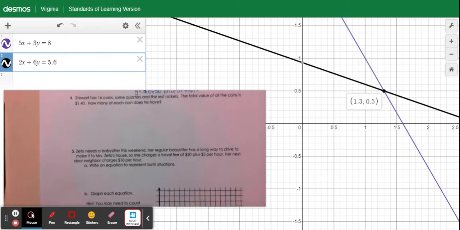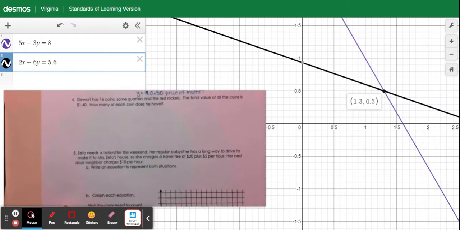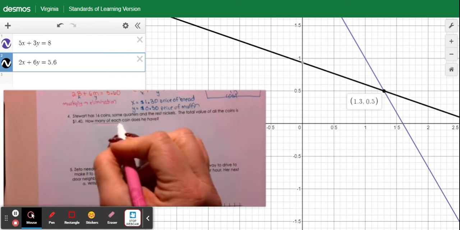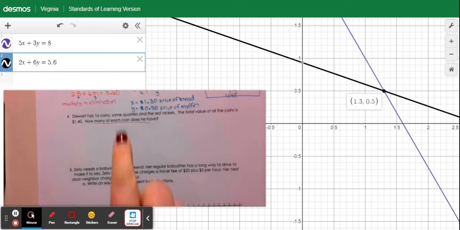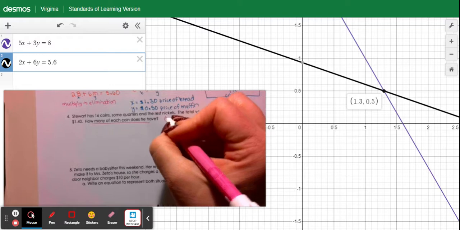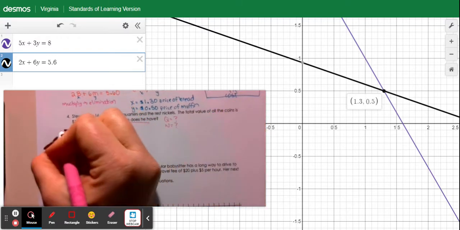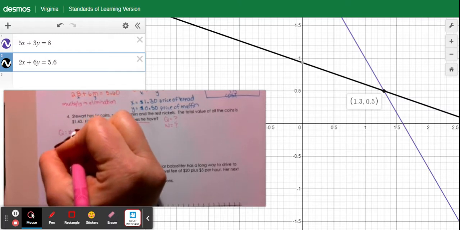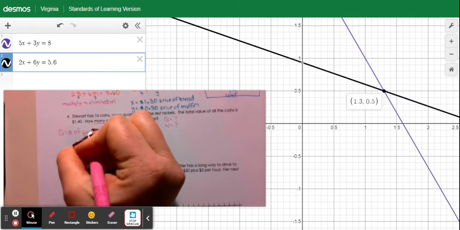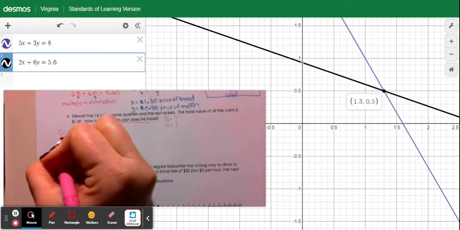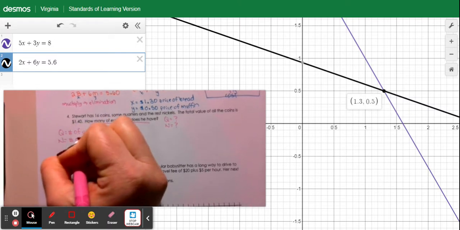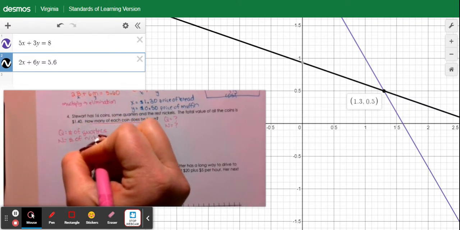Alrighty, let's take a look at number 4. That's another coin problem. If you remember from the first video, we solved a similar one, except in this case, I want to know how many of each coin does he have. Well, he has quarters and nickels, so I want to know how many quarters and how many nickels. So it looks like Q is going to be the number of quarters, and N will be the number of nickels.